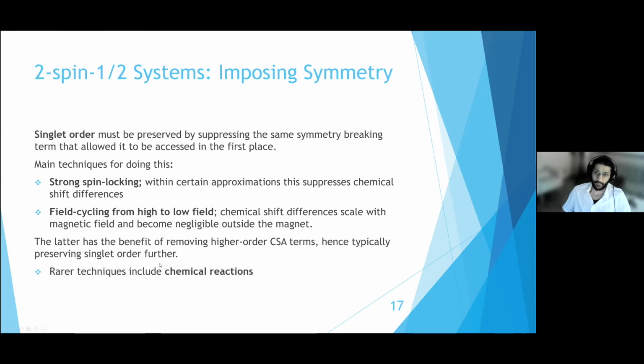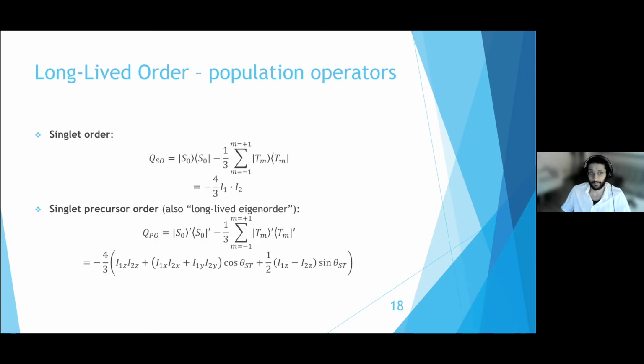And there's all kinds of borderline techniques, which I won't talk about, like chemical reactions. You can generate singlet order in a molecule, then do a certain chemical reaction such that that molecule becomes symmetric and all of your anti-symmetric terms go away, preserving your singlet order more. And then you can do all kinds of crazy chemistry, but that's not my area.